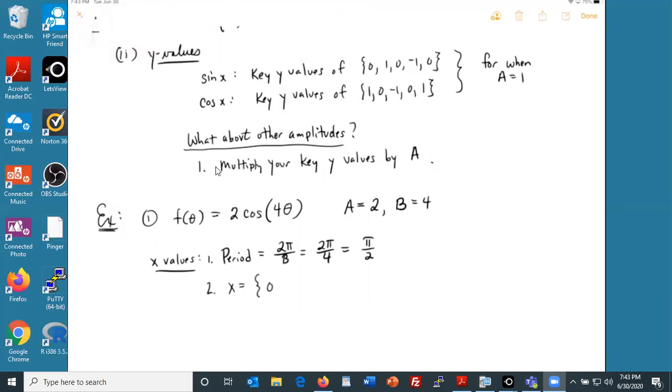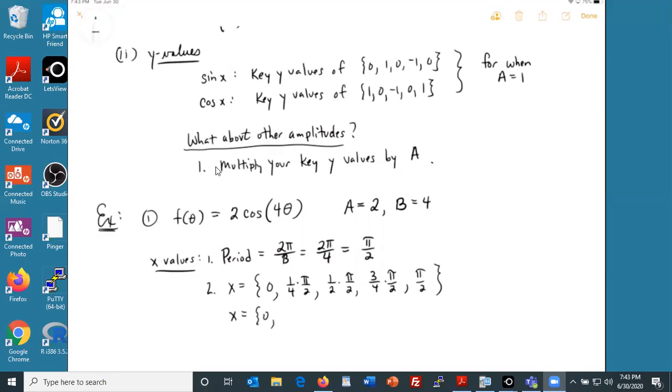So remember, it's 0, and then it's 1/4 times the period, 1/2 times the period, 3/4 times the period, and then the period itself. Now simplify that.